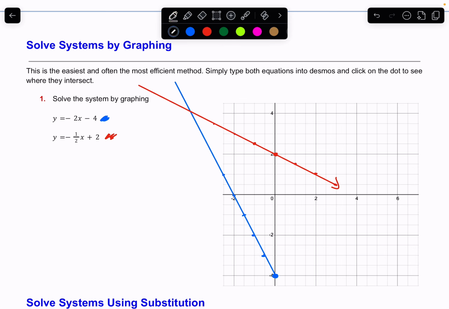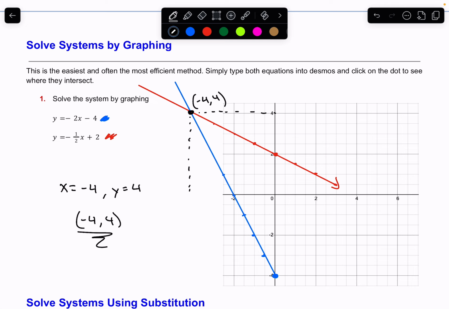okay, this spot where they intersect, you can see the y value right there is positive 4, and if we trace this x value down, it's at negative 4. So negative 4, 4 is my solution. X equals negative 4, y equals 4, which is just the point negative 4, 4.